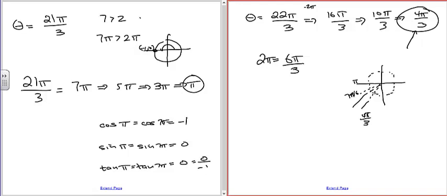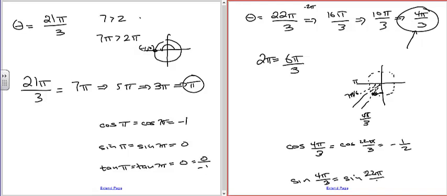So that's this point on the unit circle. If you sketch in where the x and y values are, you can see x is negative. It's about halfway between there. So the cosine of 4π/3, which is also equal to the cosine of 22π/3, is -1/2. And the sine of 4π/3, which is the same as the sine of 22π/3, is equal to negative the square root of 3 over 2.